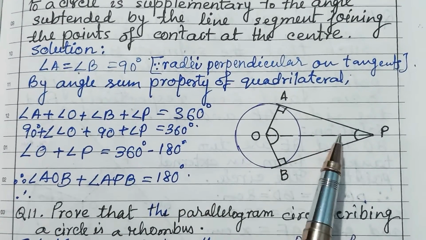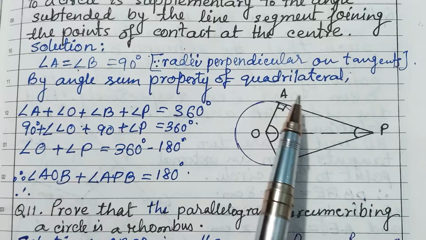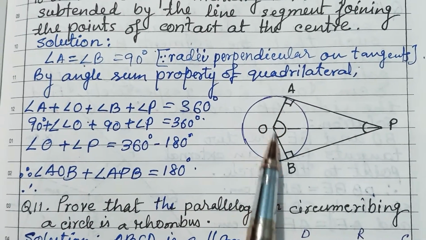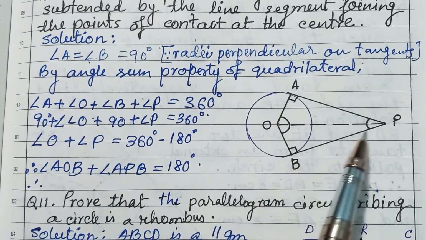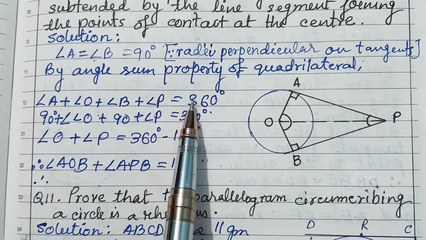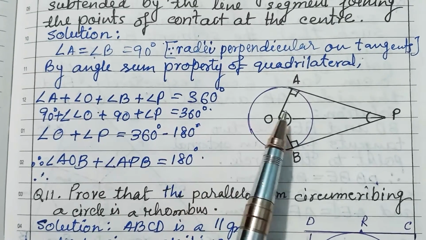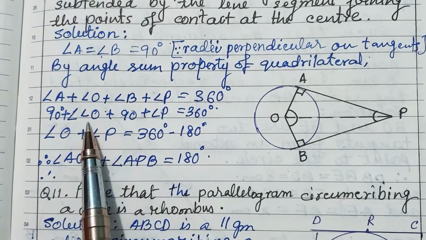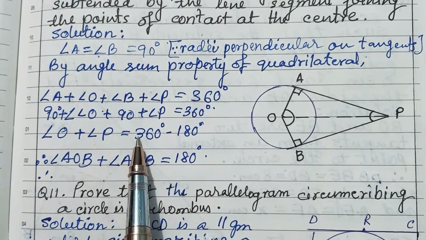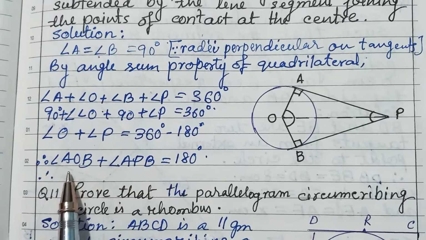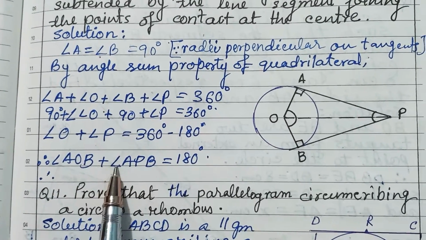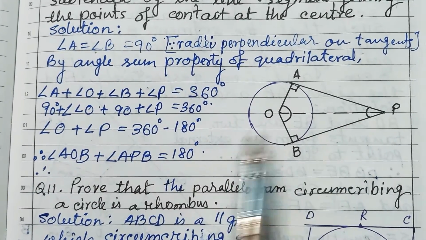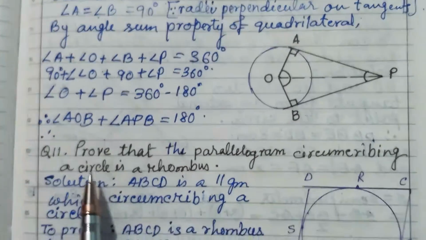For that, by the angle sum property, angle A plus angle O plus angle B plus angle P is equal to 360 degrees. The sum of all four angles of a quadrilateral is 360 degrees. Here angles A and B are 90 each. So angle O plus angle P is equal to 360 minus 180. So angle AOB plus angle APB is equal to 180 degrees. Proved, these are supplementary. Now, next question number 11.